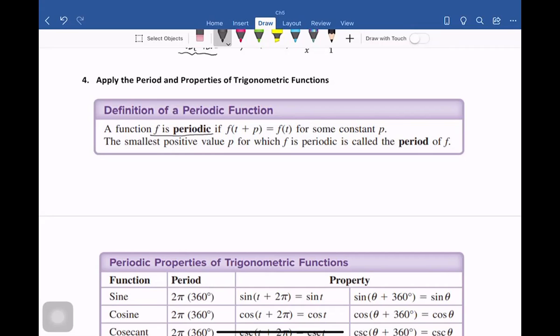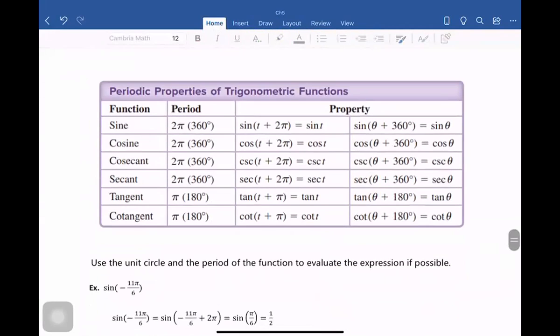That means if I have a function f of t, and for the t part, I add a p, and it has the same value as the previous function f of t, that means this is a periodic function, and the value p is the period. P must be the smallest positive value that makes this equation equal. So let's see the table here.